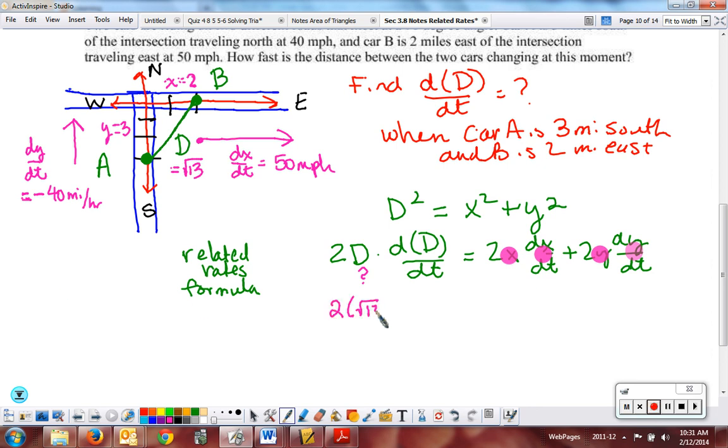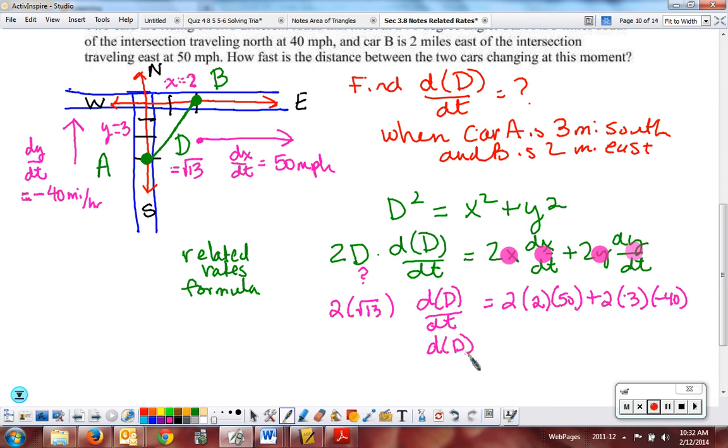2 square root of 13 times the derivative of the distance with respect to time equals 2 times 2 times 50, plus 2 times 3 times, what are we at, negative 40? Negative 40, and then from there, you do arithmetic. I'm going to skip that in the interest of time and just tell you the answer.